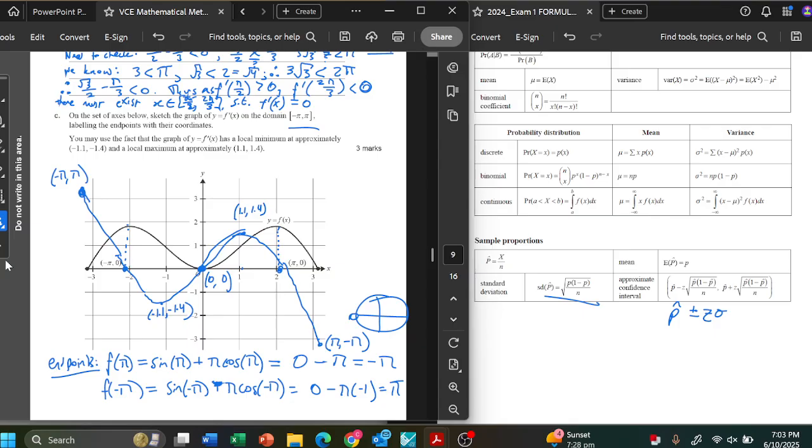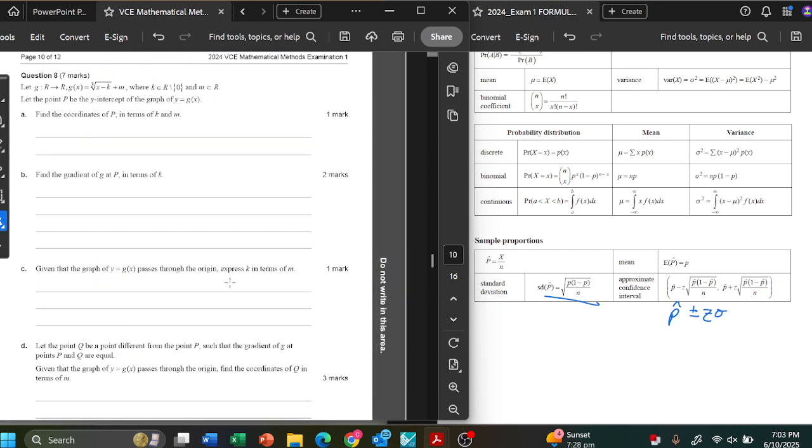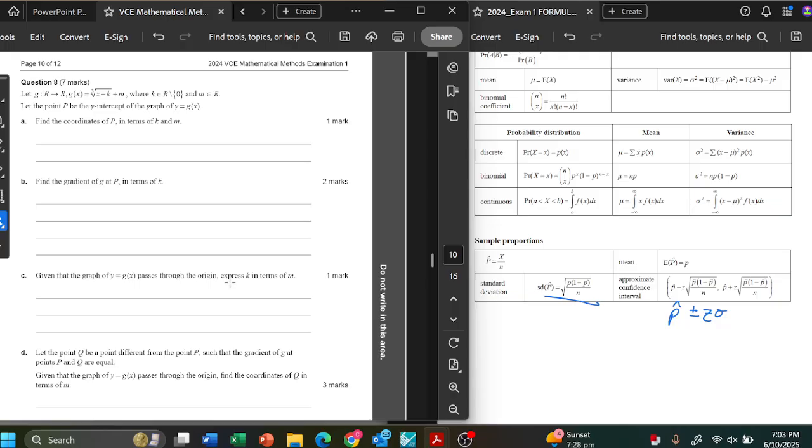Here you needed to label your endpoints. Yeah, so label the endpoints with their coordinates. That's the most important thing to label here. And the rest of it, you just need to make sure that your shape looks good. And you've used solid dots for the endpoints to indicate that it is including them. So the average mark, like I've written here, is 1.1 marks. So again, not a lot of people getting all of the marks here. So that's the process that you can go through to sketch the graph of the derivative.